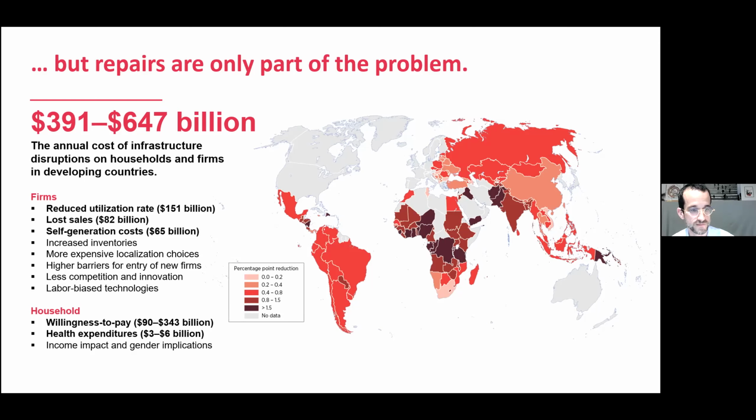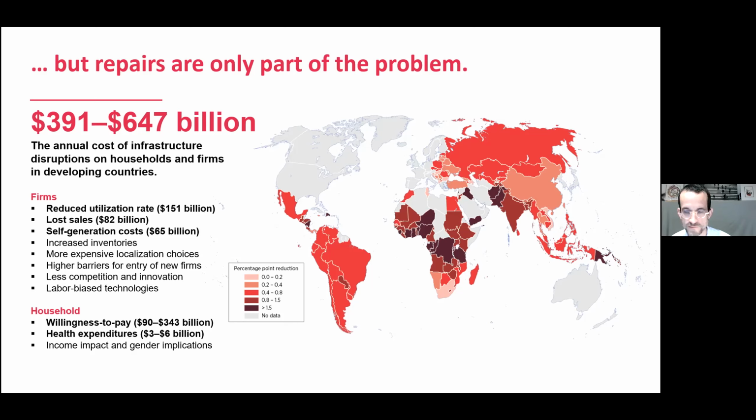There are the lost sales, which somewhat interact with utilization rate, but not fully. And of course, especially for power, but also for water, there is everything that firms spend to have their own generator and their own water tanks. And that's also a significant cost. And there are many other things that are important, but we couldn't assess, like some firms would not use the best technologies because they don't have reliable power. And this is much more difficult to assess, but also important.